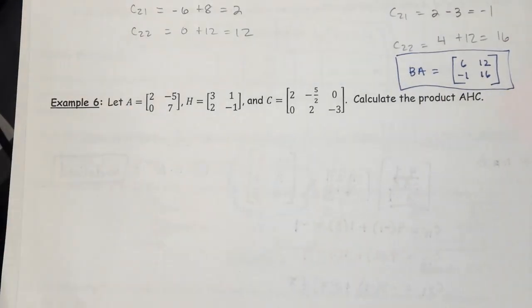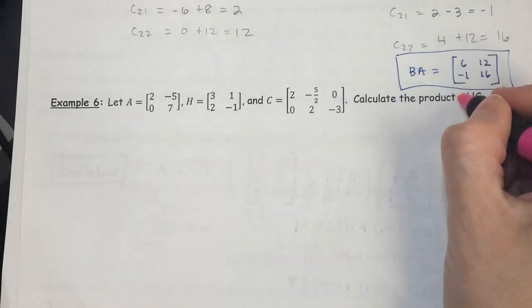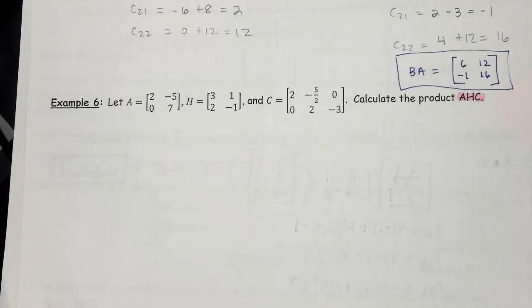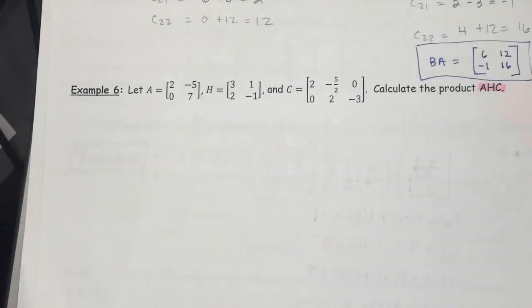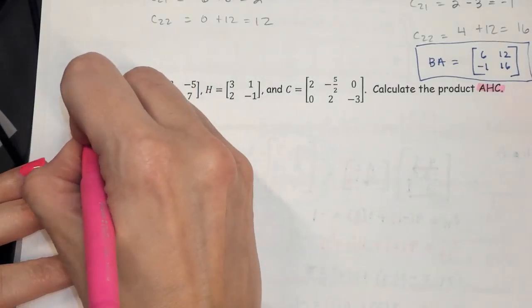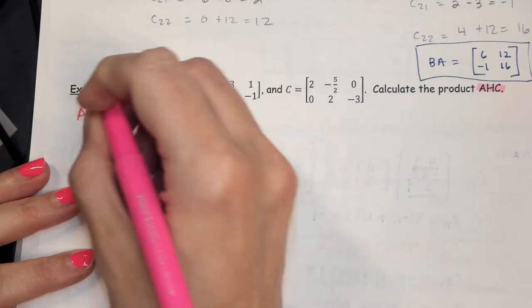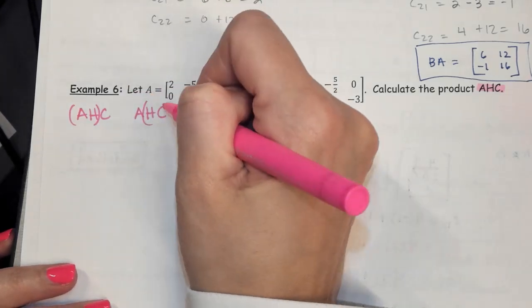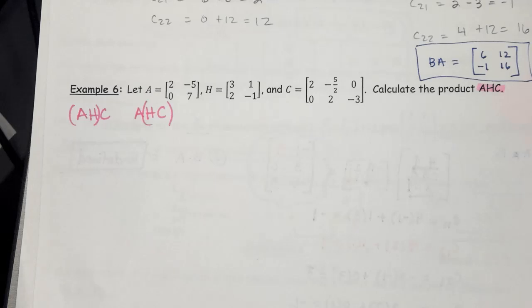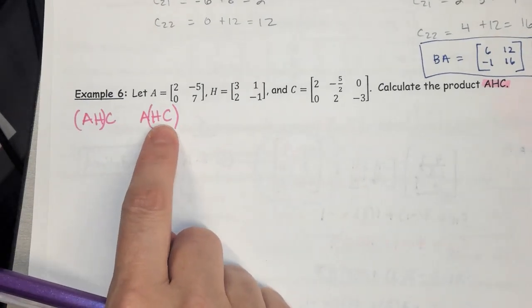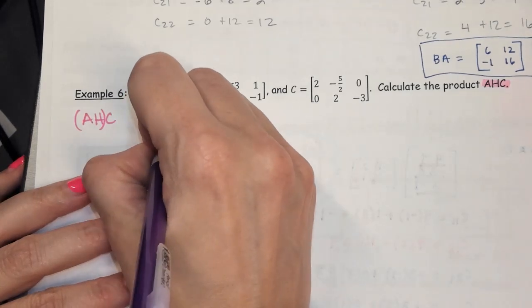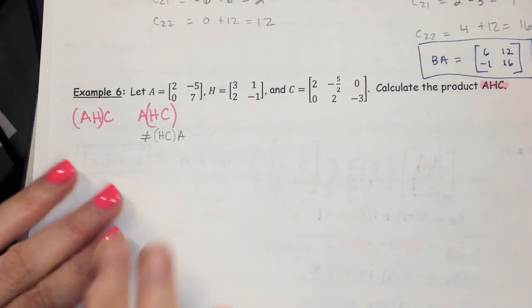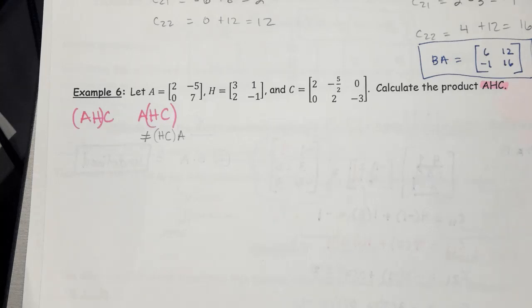The last thing we're going to do is find a product when you multiply 3 matrices together. So they give you A, H, and C. We're going to calculate the product. And then you can choose the way that you would like to do this. So with AHC, you have 2 choices. You can multiply A times H and then the C, or you can do this. It is important to note, though, if you multiply H times C first, you cannot do HC times A, because remember, it's not commutative. So you've got to keep the A on that side, okay?